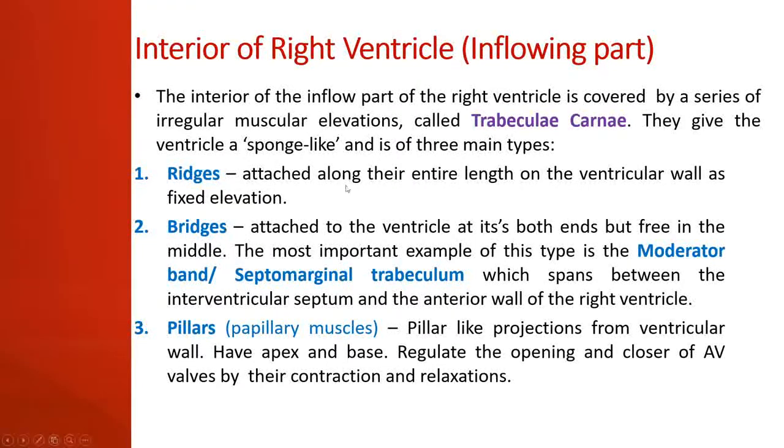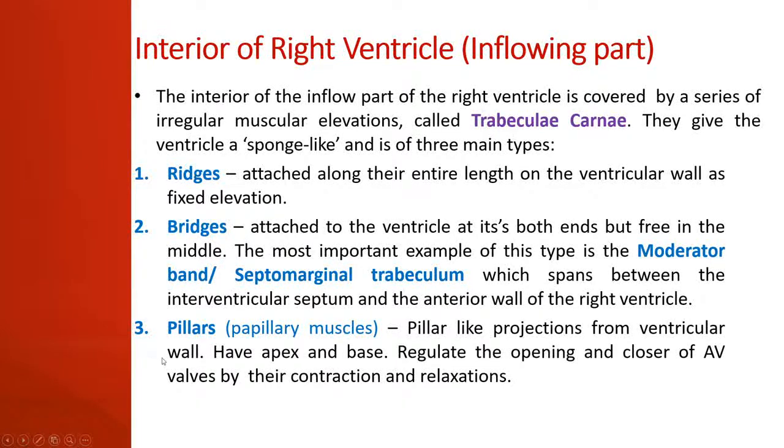Ridges attached along the entire length of the ventricular wall as fixed elevation. Ridge means just the elevation. Then bridges attached to the ventricle at its two ends but free at the middle. That means it's like a bridge. The two ends will be fixed but the middle will be free, like the bridge. The most important example of this type of bridge is the moderator band or septomarginal trabeculum, which spans between the interventricular septum and the anterior wall of the right ventricle. That means this bridge is the largest one, which is actually present in between the interventricular septum and the anterior wall of the right ventricle.